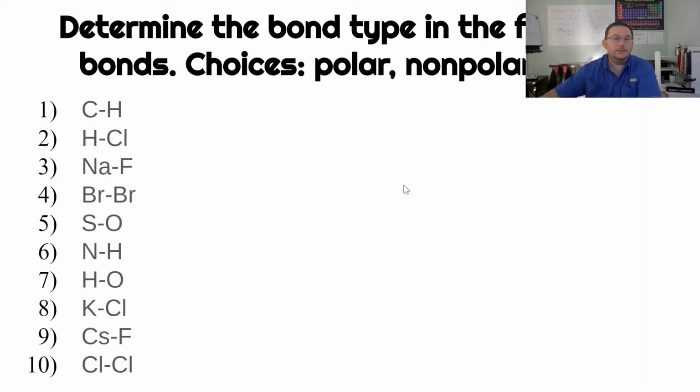All right, so what I want you to do is pause for a minute. I want you to quickly determine the bond type in the following. You have your choices here: polar, nonpolar, and ionic. And like I said before, you're just going to use the location of the elements on the periodic table. Let's pause your video, jot these down, and come back and I'll give you the answers.